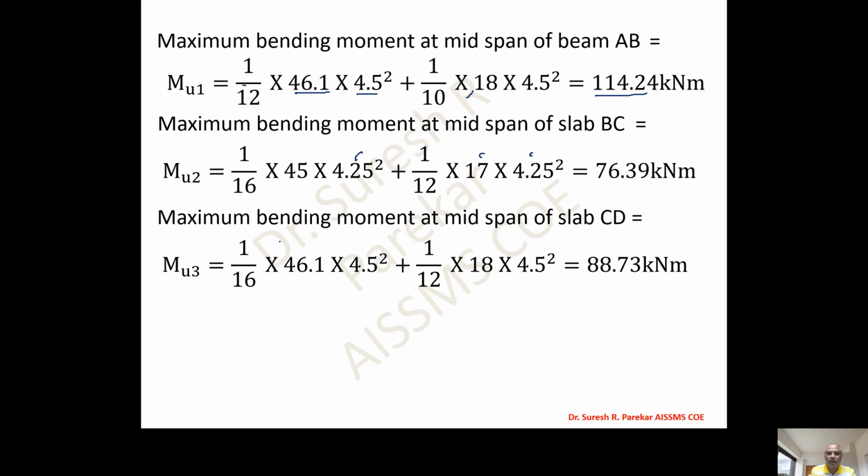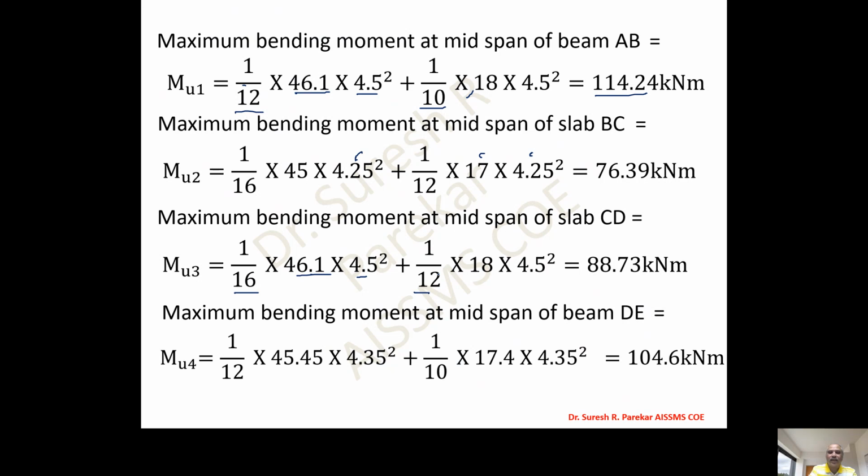Similarly for CD we have 86.73, with span 4.5 square, 46.1 plus 1 by 12 into 18 into 4.5 square. Now here we have 1 by 12, 1 by 10, and interior we have 1 by 16 and 1 by 12. So though load and span are the same, our coefficients are different. And last we have DE. We will have this as end span. So 1 by 12 and 1 by 10, 104.6.